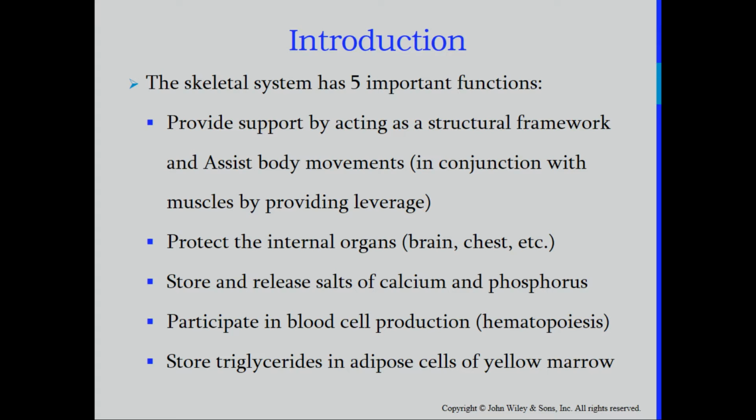Also, your bones will store and release salts of calcium and phosphorus. Everybody knows that bones are primarily made of calcium. Bones also participate in blood cell production. Your red blood cells are unnucleated, so they simply can't divide to make more blood cells through mitosis. They have to be grown, and they are grown in the bone marrow found inside the bones, and that process is called hematopoiesis. They will also store triglycerides in adipose cells, which, as we know, store fat, and we'll find that in the yellow marrow.